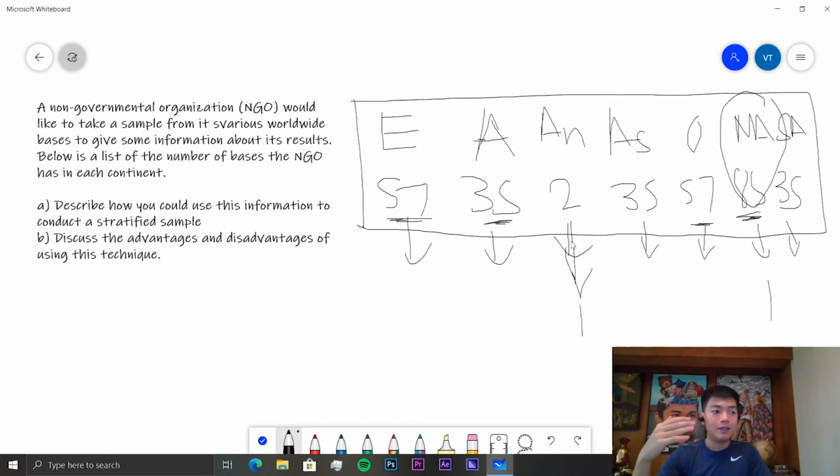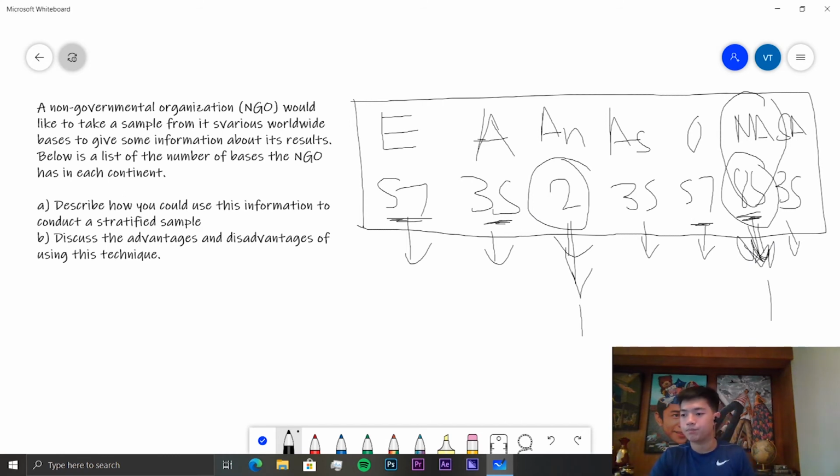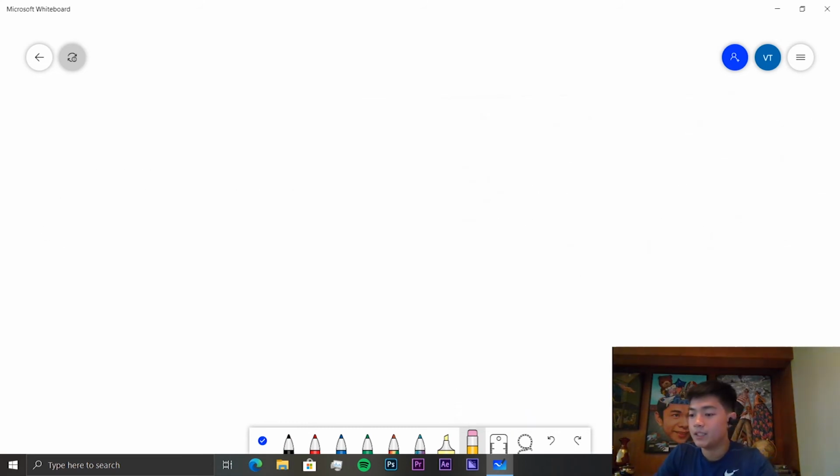Whereas if we looked at it as a whole, say using a quota sample, and we looked at the 85 performing well versus the 2 performing poorly, it's clear that their progress has been much better in North America, and therefore as a whole. So yeah, those are two different opinions. And let's move on to the next one.